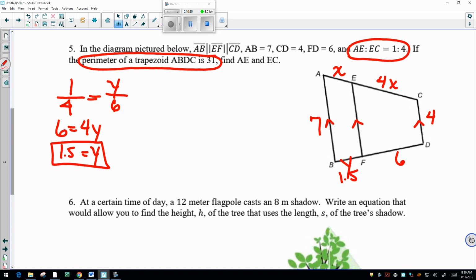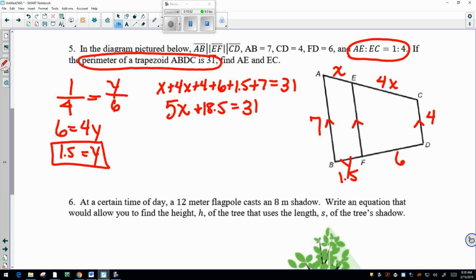If I added everything up, so if I did x plus 4x plus 4 plus 6 plus 1.5 plus 7, that should total 31. Okay, so if we combine our like terms, I have 5 total x's. I have 18.5 for constants. And now I just need to solve for x. So subtract that 18.5 over, and we get a total of 12.5. And if I divide through by 5, I'm going to find x is 2.5.